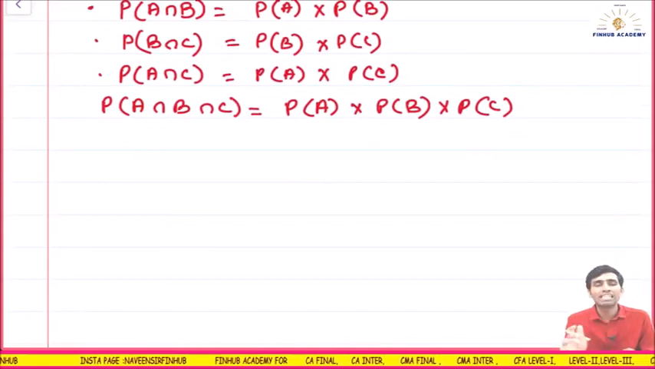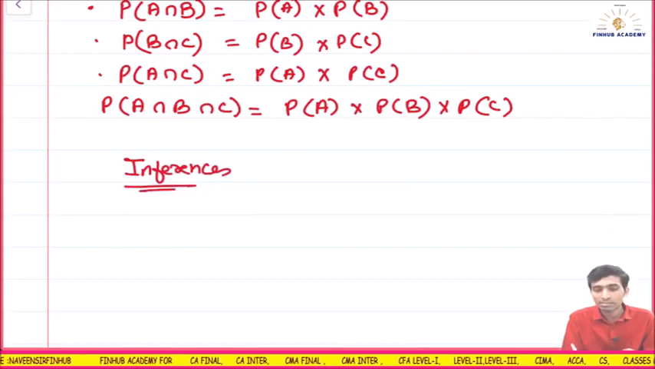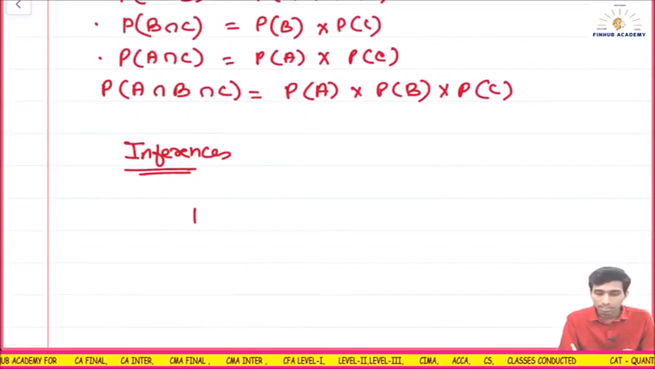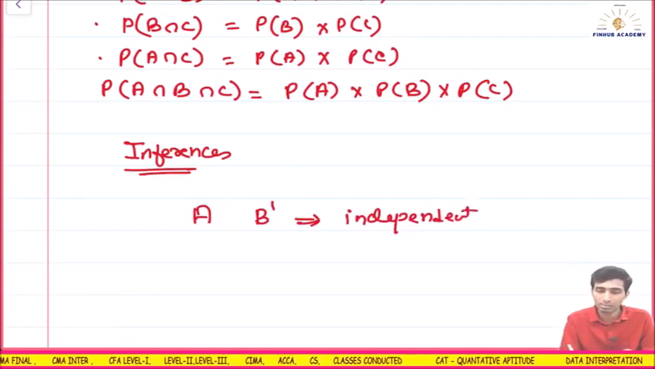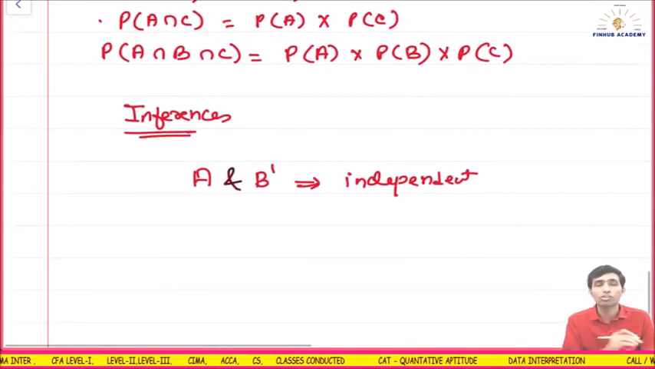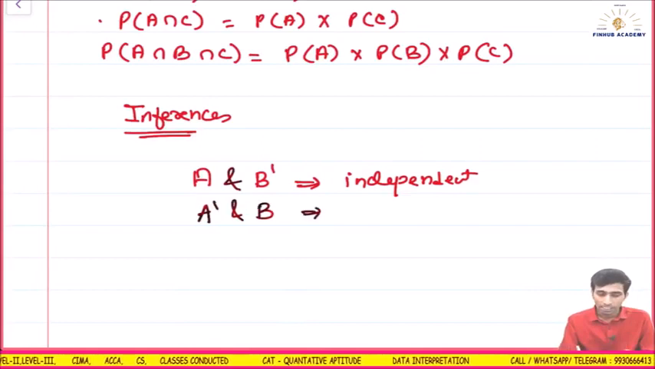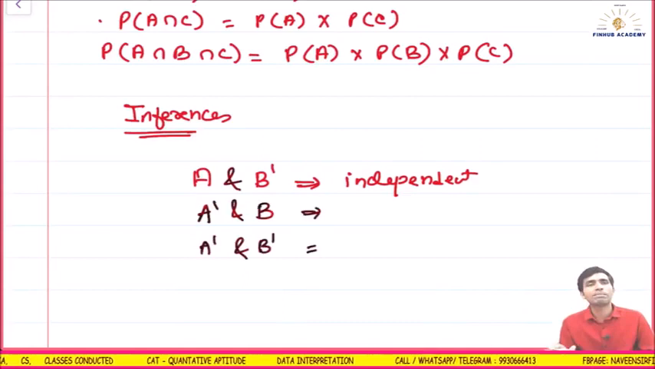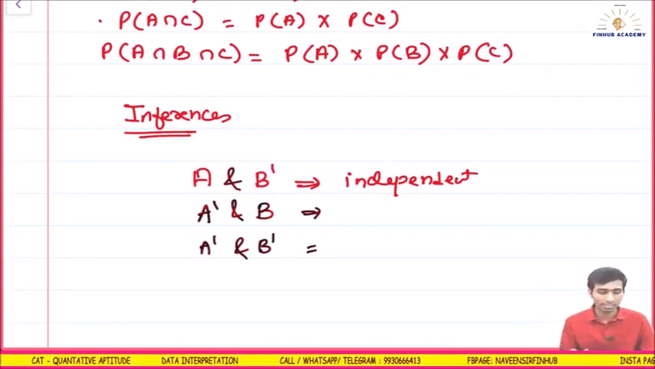If two events are independent, I can call this an inference. If two events are independent, then what can I say? Then A and B complement are also independent. Let me not put the intersection sign. A and B dash are also independent. A dash and B are also independent. There can be an MCQ on this. Even A dash and B dash are independent. So in short, all are independent. If two events are independent, their complements are also independent events.